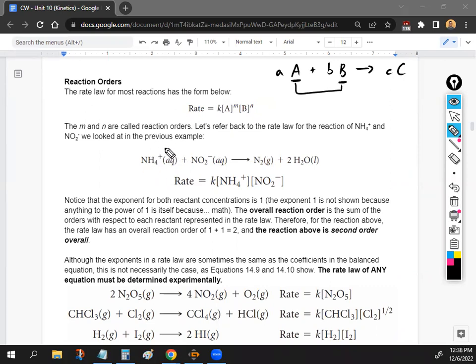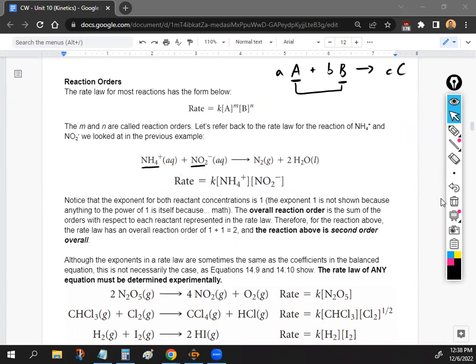Okay, so this is another example right here. If we were looking at this reaction, we just take the two reactants, ammonium and nitrite, and then we find their concentrations and multiply by K and then to the power of, usually their coefficients, but not always. Okay, so far so good?